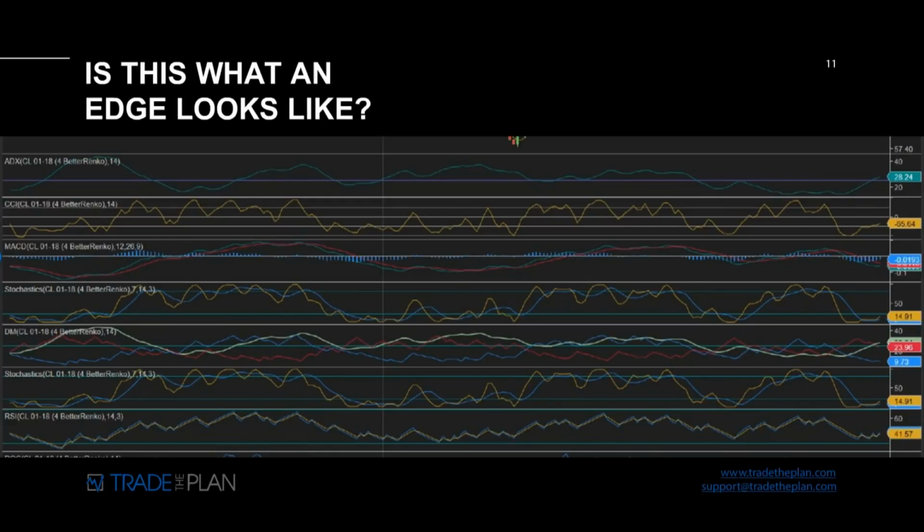I'm not going to go into all the details of this, but let me just talk about something, maybe a little bit advanced, but it's called multicollinearity. It's a well-known term in the field of statistics. Basically, it means that if you're using similar indicators that have the same inputs and they're basically spitting out similar data, what you're doing is redundant.